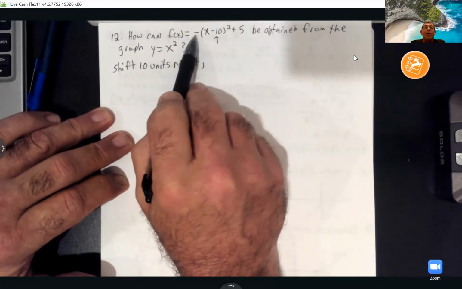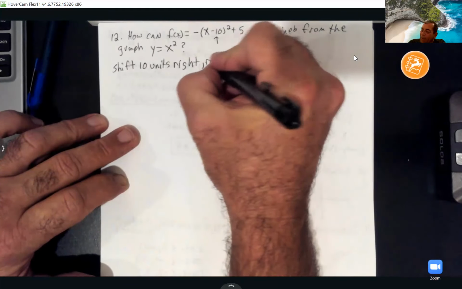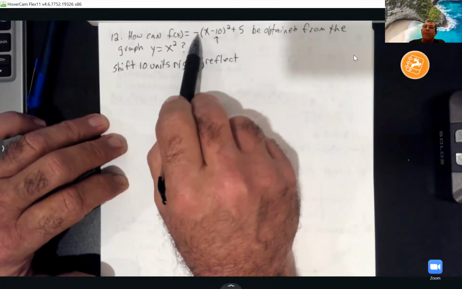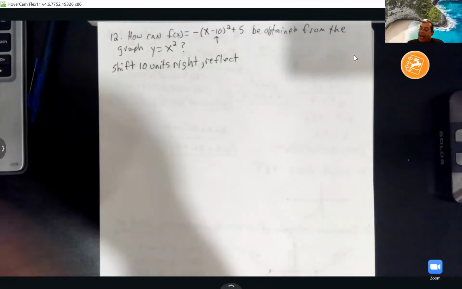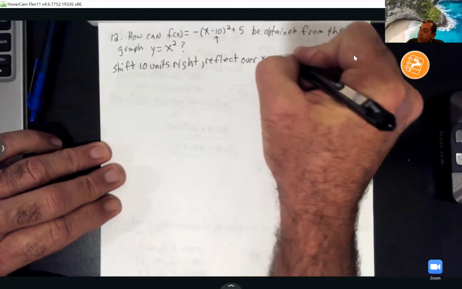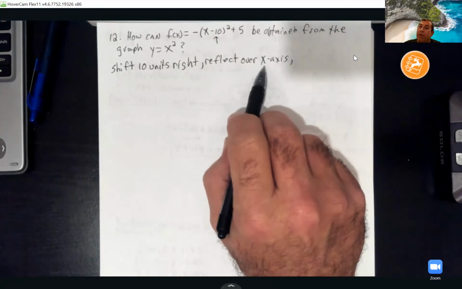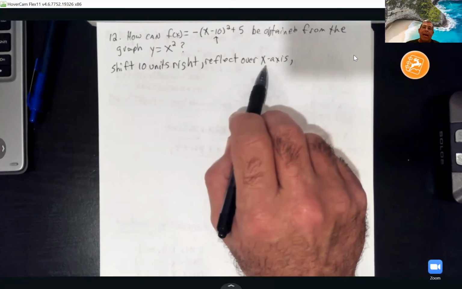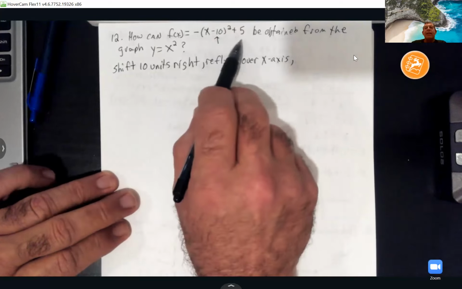What's this negative in the front going to do? Well, that thing's going to reflect me. But y'all remember this. When the negative's in front of the function, it reflects you over the x-axis. Now, they'll put y-axis on a couple of these, but you throw them two answers out. We don't reflect nothing over the y-axis on this test, okay? It's only the x.